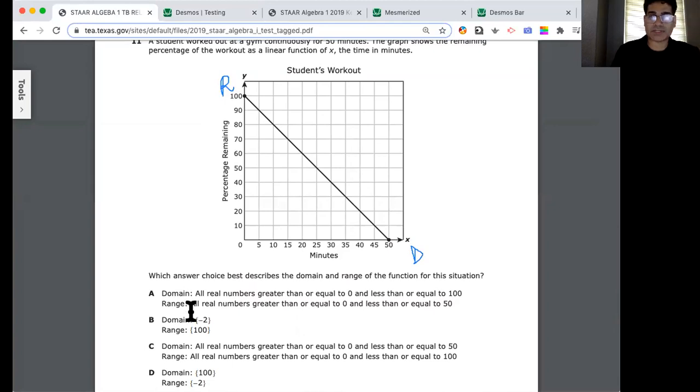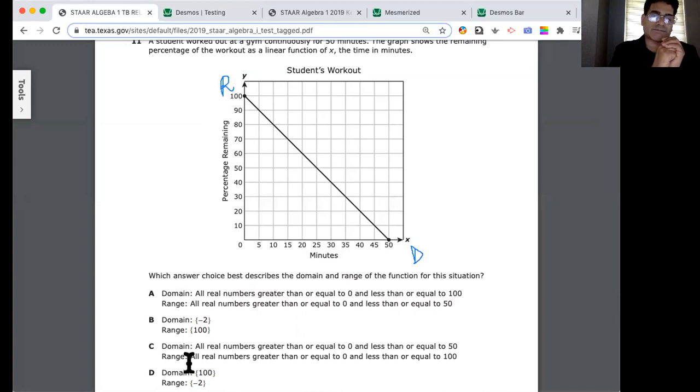Looking at them, all of the options make reference to the domain, so that's not going to help us eliminate any of them. And all of them make reference to the range. So what stands out in each of these that I can use to eliminate a choice?